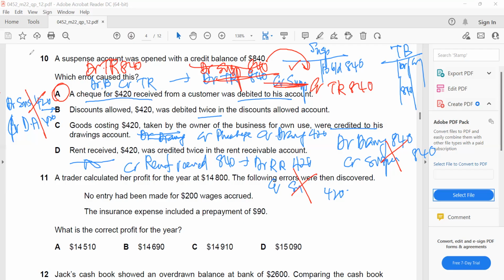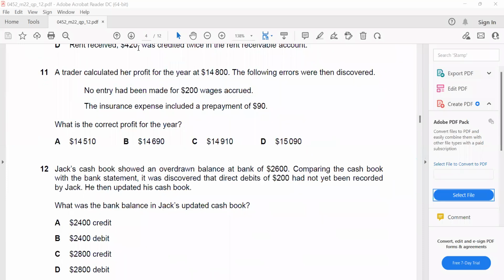Okay, now next is a trader calculate her profit for the year. The following errors were discovered. No entry has been made for the wages. So we debit wages and credit other payable. Okay, so the insurance expenses include prepaid. So we have to debit other receivable and credit insurance.